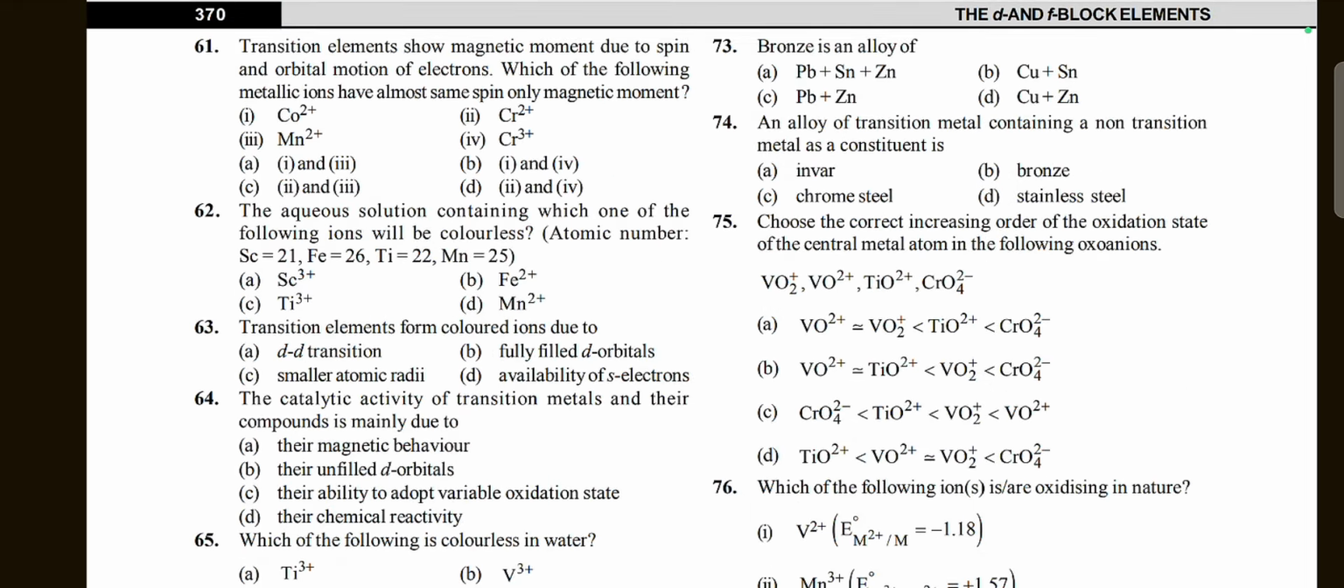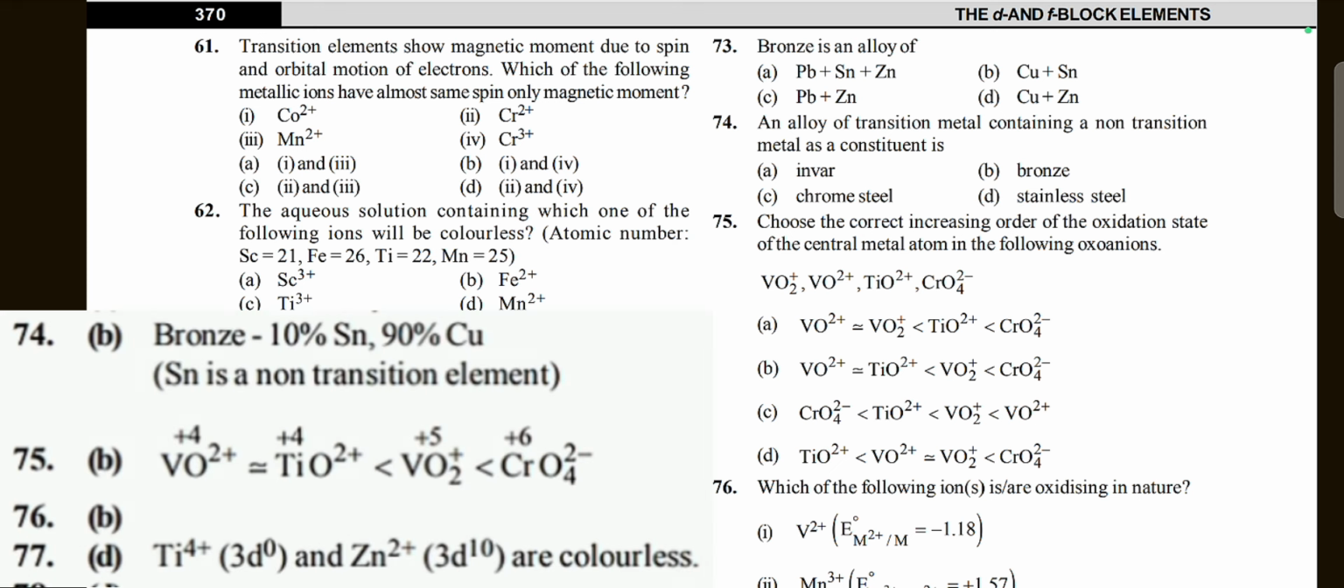Option B. 74. An alloy of a transition metal containing a non-transition metal as a constituent is... So it is bronze. Bronze has 10% Sn, which is not a transition element, and 90% copper.